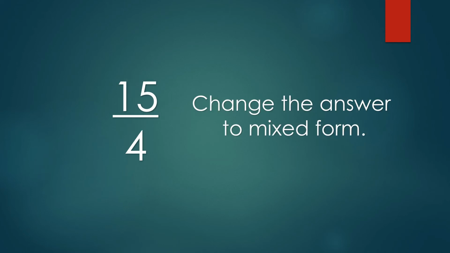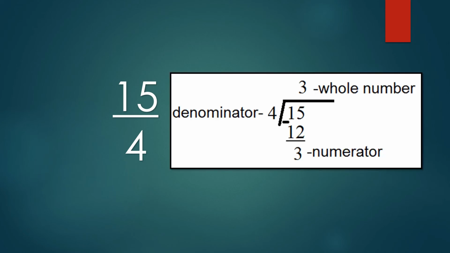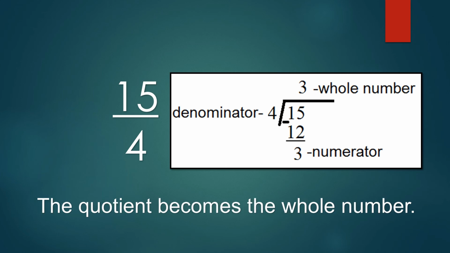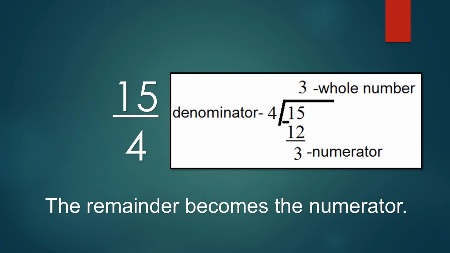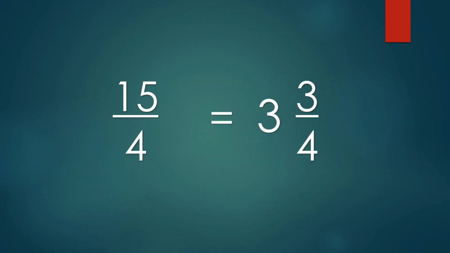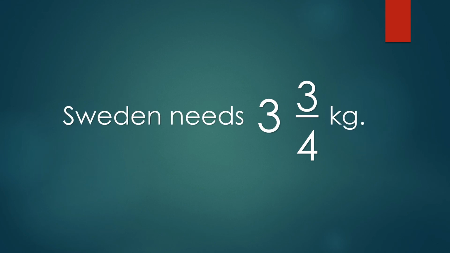Since we have improper fraction, we have to change the answer to mixed form. We have to divide 15 by 4. Divide the numerator by the denominator. The quotient becomes the whole number and the remainder becomes the numerator. Copy the same denominator. We have now 3 and 3/4. So Sweden needs 3 and 3/4 kilograms of flour.